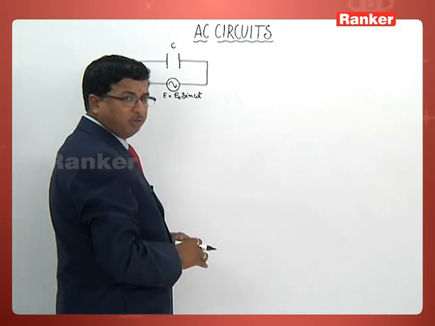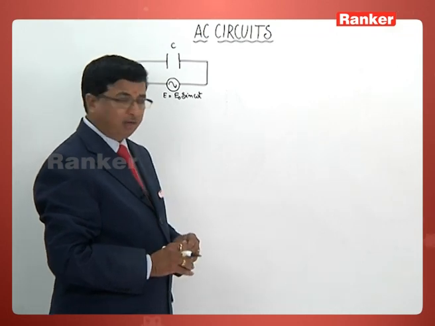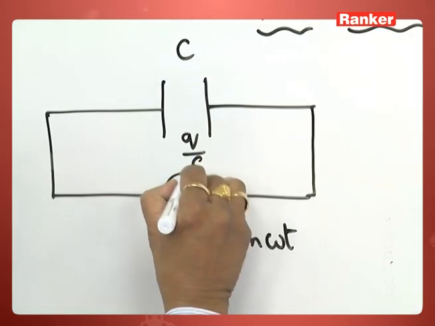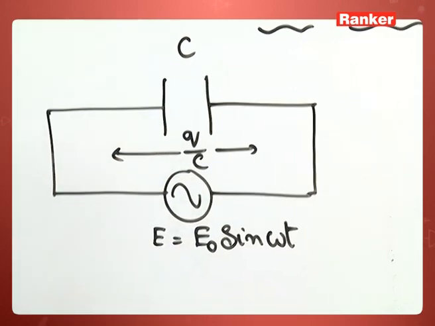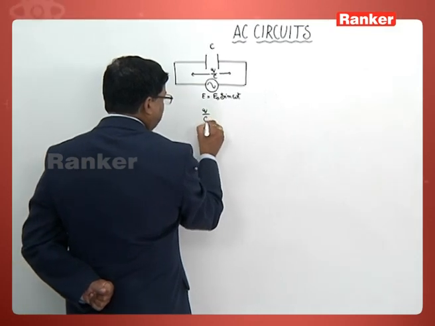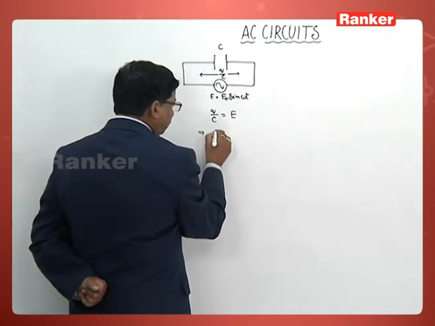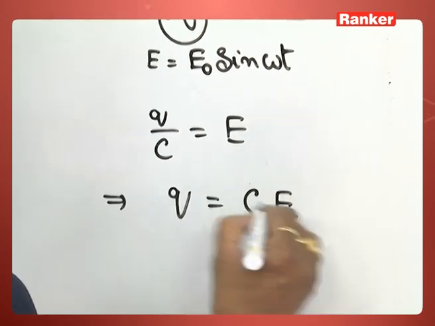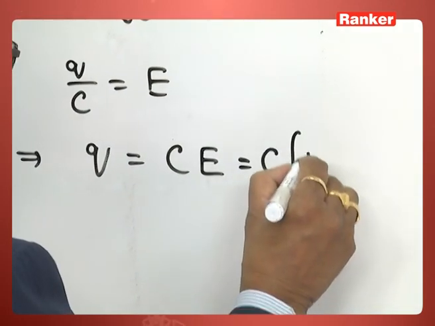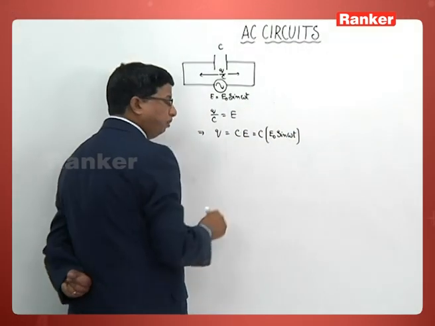But we know C is equal to Q by V. Thereby, the potential difference across it, V is equal to Q by C, we can write. So, what one can understand here is Q by C must be equal to E according to this circuit. In other words, Q can be written as CE. At the same time, that is C into E naught sin omega t, the input EMF supplied to the system.